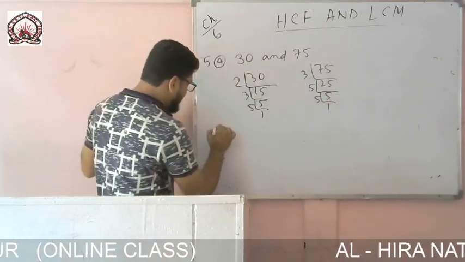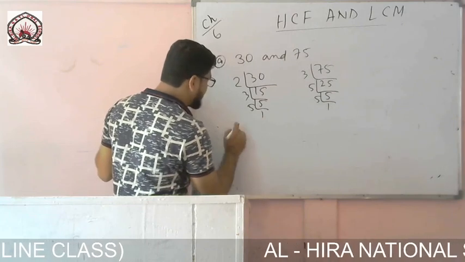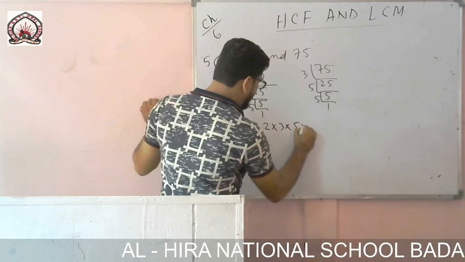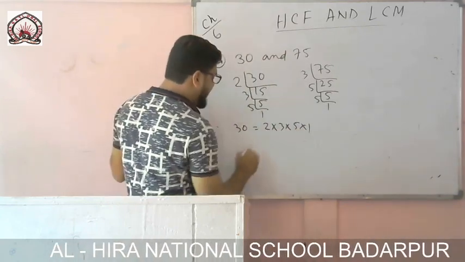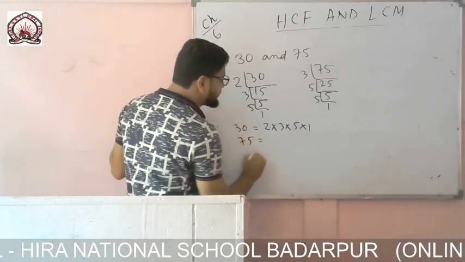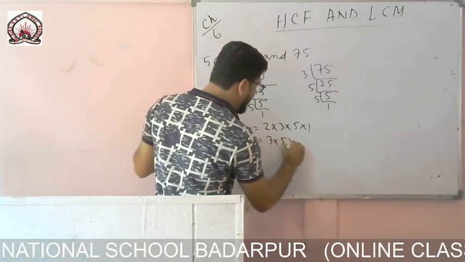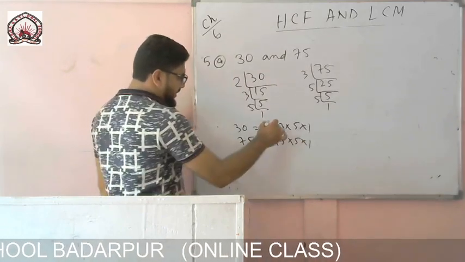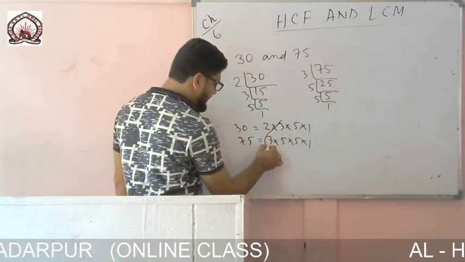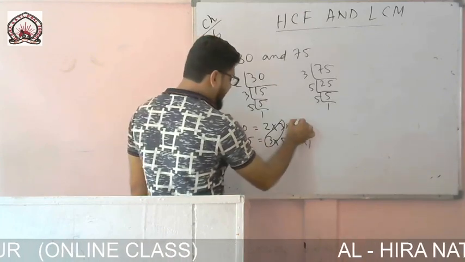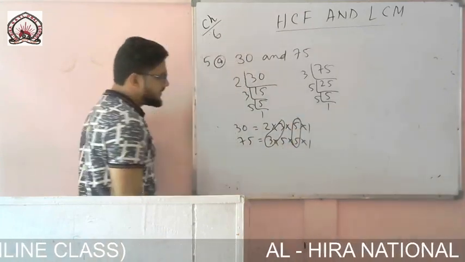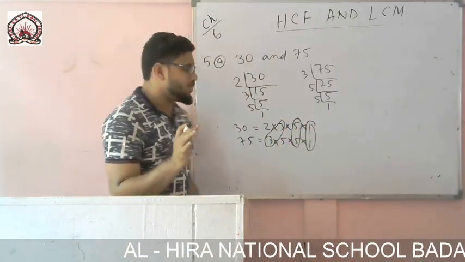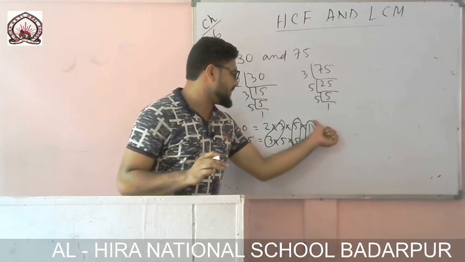Therefore 30 equals 2 into 3 into 5 into 1. And 75 equals 3 into 5 into 5 into 1. From there you take the common ones: this 3, this 5, and 1. 1 is there everywhere.